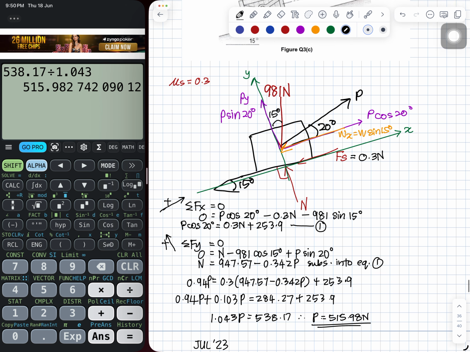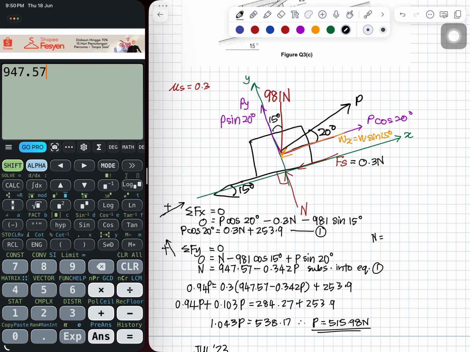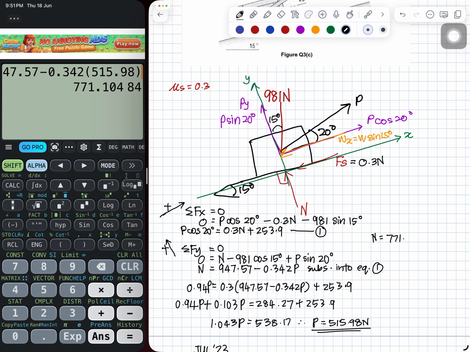The question also asks you to calculate N, so just substitute back into the second equation. N equals 947.57 minus 0.342 times P, which is 515.98. So N equals 771.1 Newton. That's it.